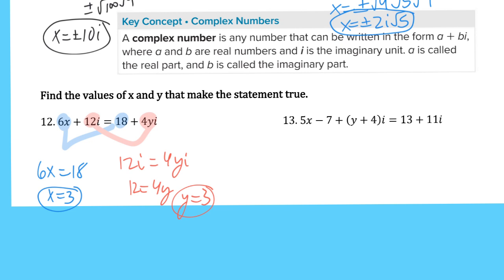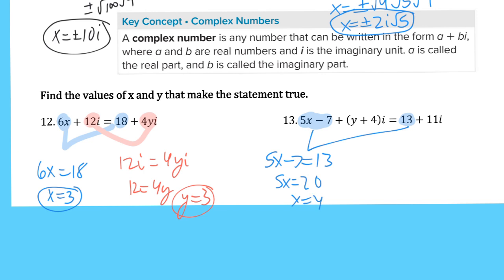But again, use your eyes to say, okay, can I tell which part's real and which part's imaginary? Well, the real parts are the parts that don't have i's on them. And so this is the real portion of the left side of the equation, and the 13 is the real part of the other one. Okay, and so just set those equal, like a big kid, and we can say, okay, well, then that means that 5x minus 7 equals 13. If you add 7 to both sides, you get 5x equals 20 and x equals 4.